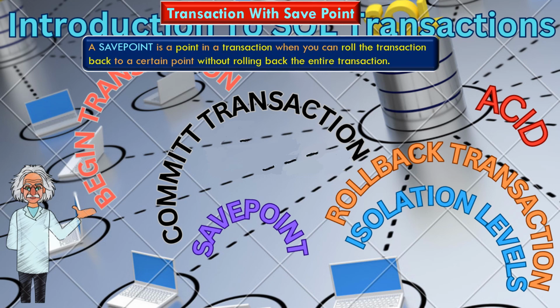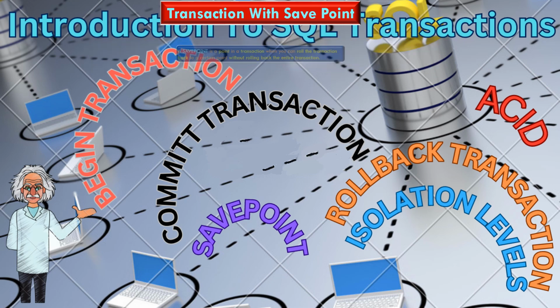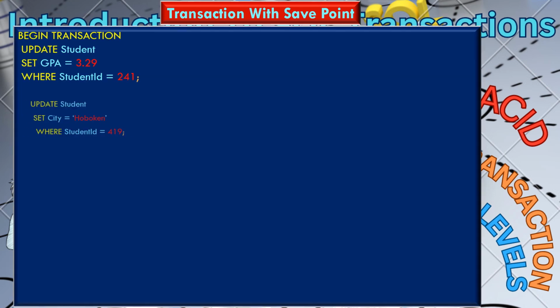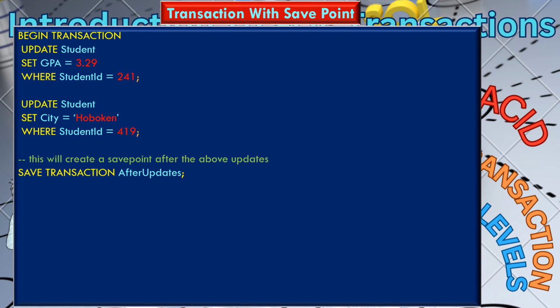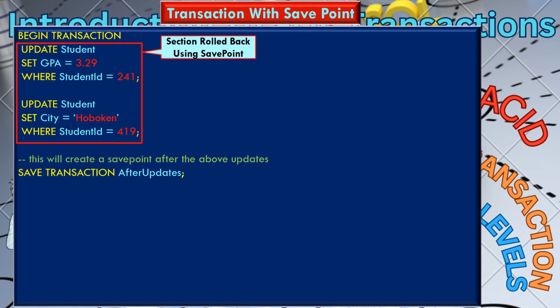A save point is a point in a transaction when you can roll the transaction back to a certain point without rolling back the entire transaction. We'll begin with two update statements, followed by a save transaction statement named after updates. This defines the section that will be rolled back.